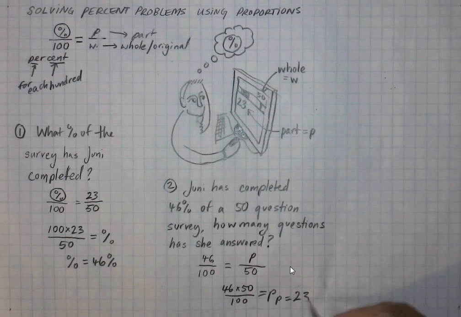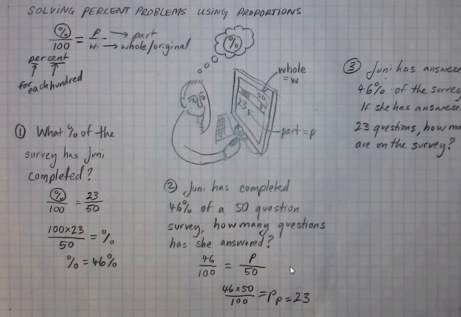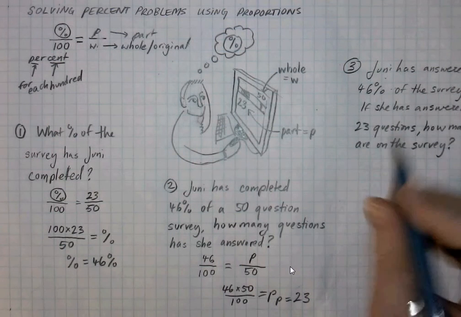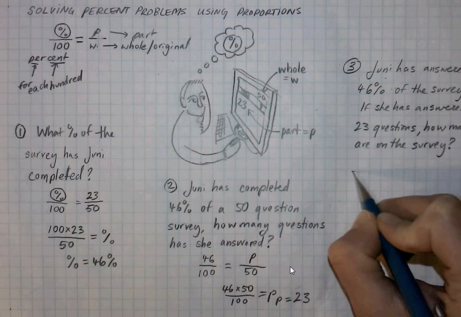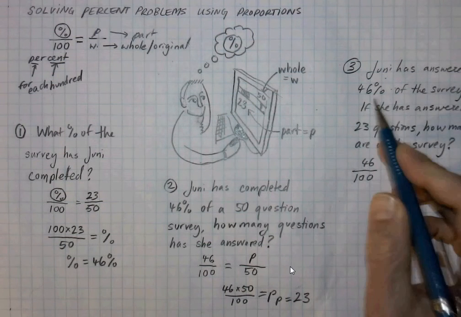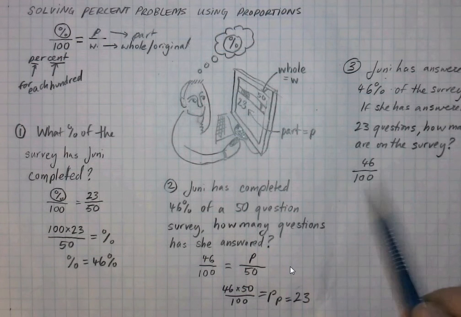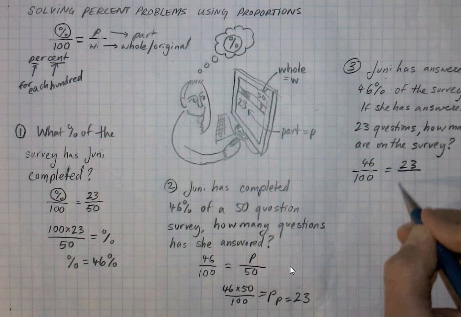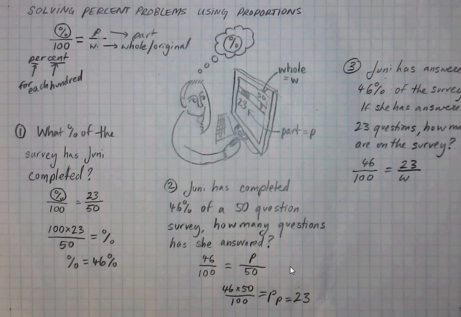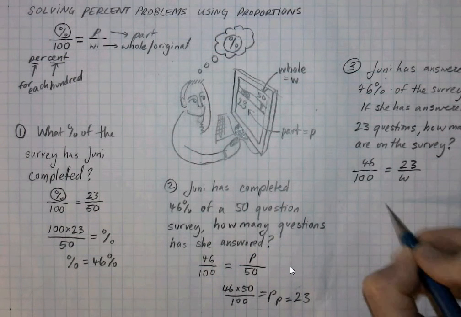The last type of question you might get in any case is one in which we ask you to work backwards using the percent and the part to figure out the original amount, or the whole, that the person started with. So in this case, we know the 46%. Junie has answered 46% of the survey. If she's answered 23 questions, how many are on the survey? So the whole, or original amount, is what is missing. Once again, we just use proportion to solve for the missing term. And we find that the whole amount originally is 50.